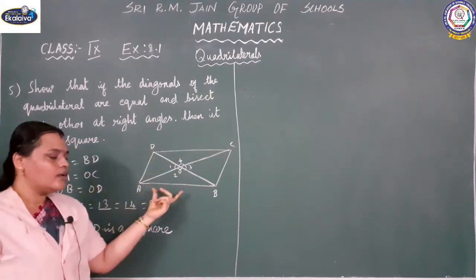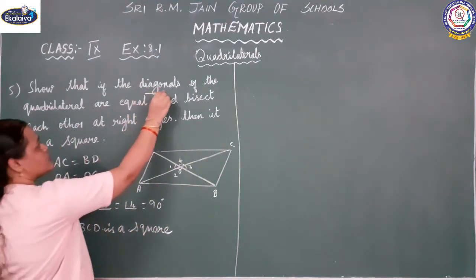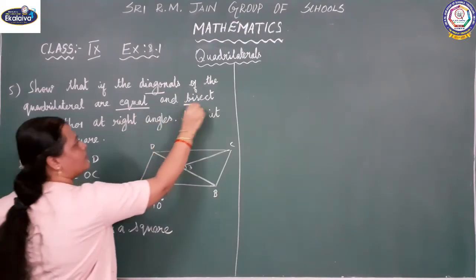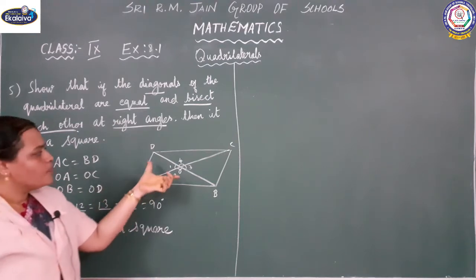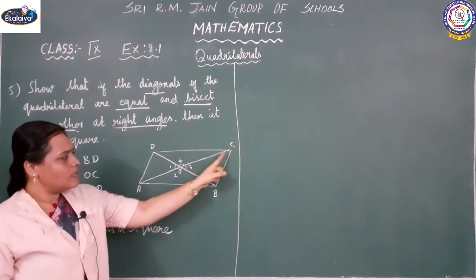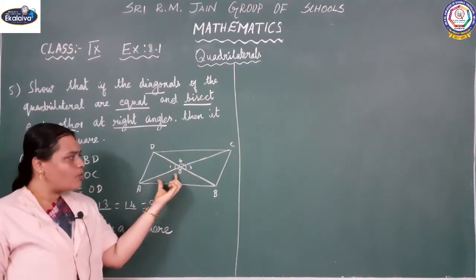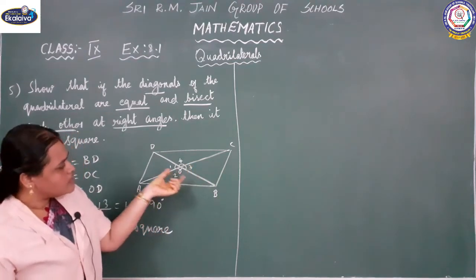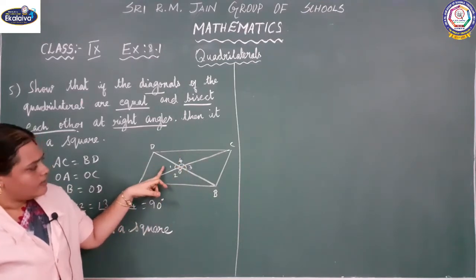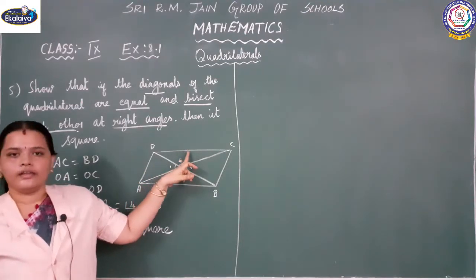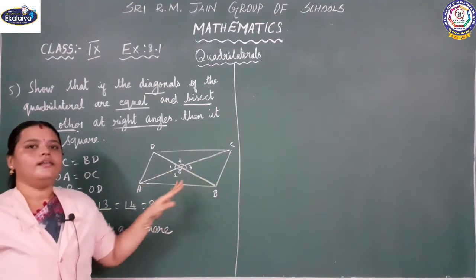So I have drawn a quadrilateral ABCD, and they have given that the diagonals of the quadrilateral are equal and bisect each other at right angles, which means both the diagonals are equal, that is AC is equal to BD, and the diagonals bisect each other, which is OA equal to OC and OB is equal to OD, and all the angles are 90 degree. So angle 1 equal to angle 2 equal to angle 3 equal to angle 4 is equal to 90 degree. We are going to prove this quadrilateral as a square.